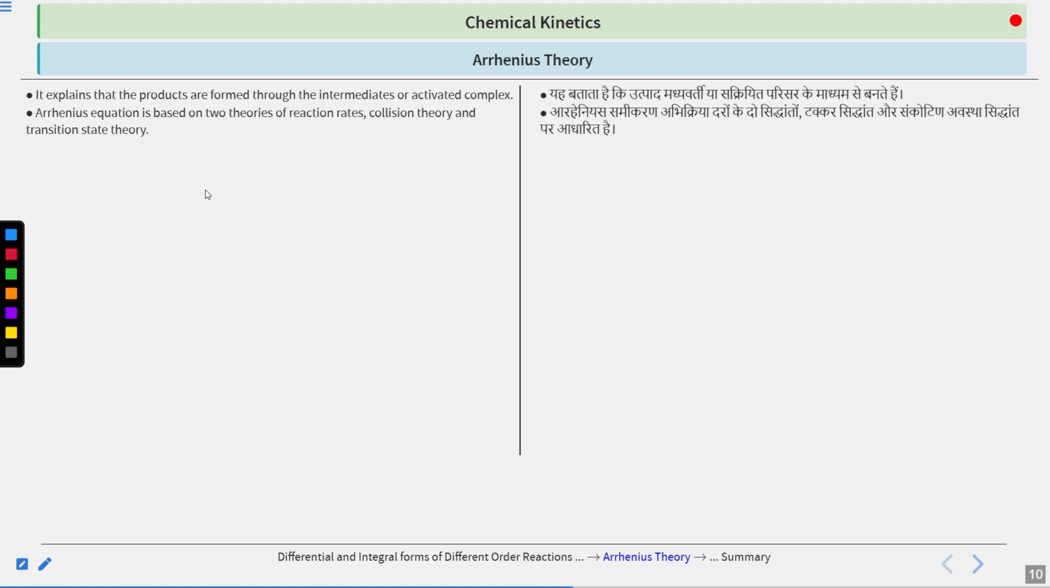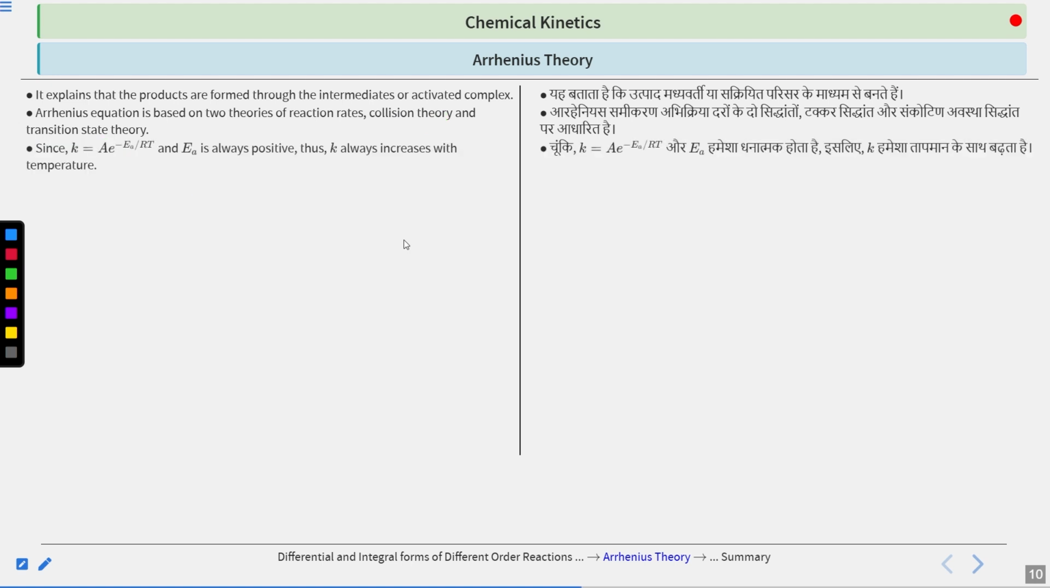This equation itself is based upon two theories: the collision theory and the transition state theory. What are these theories? We will look into them later on.